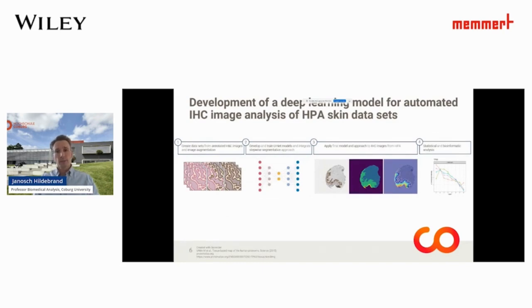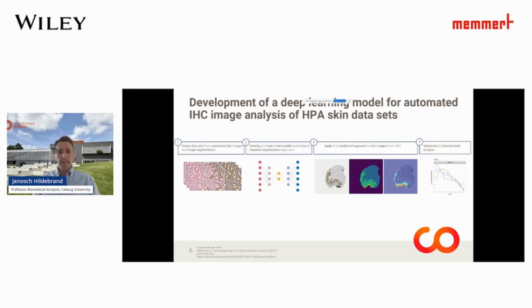To answer this question and to get in vivo relevant insights, we developed a deep learning model to automatically analyze the epidermis in immunohistochemistry images from the Human Protein Atlas skin datasets. The model was first trained on H&E images, and then a stepwise segmentation and transfer learning approach enabled, in the end, the analysis of immunohistochemistry stainings and images.